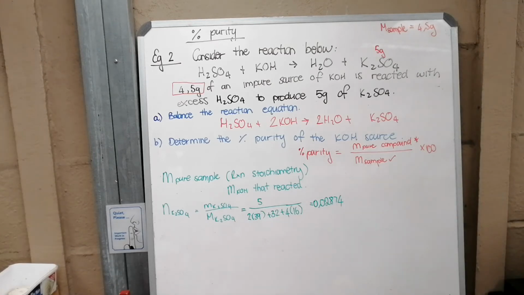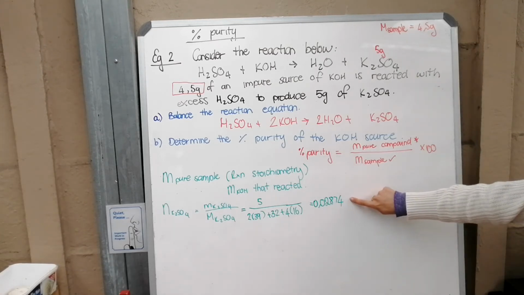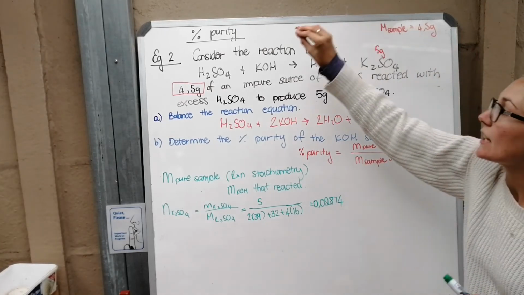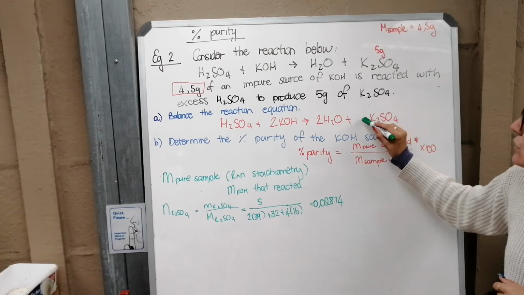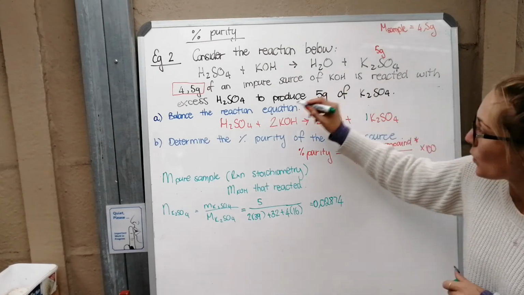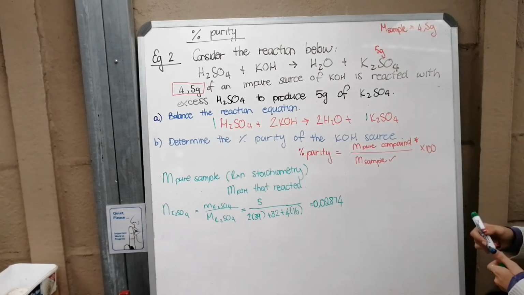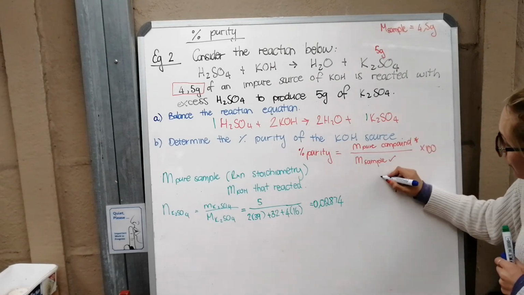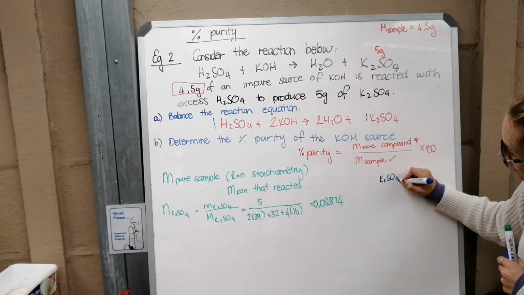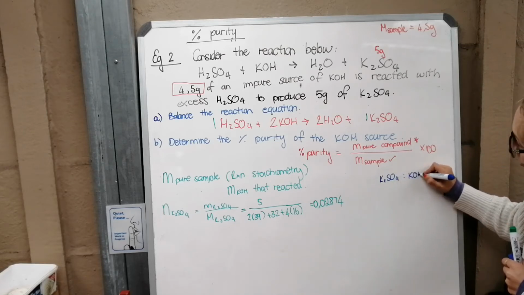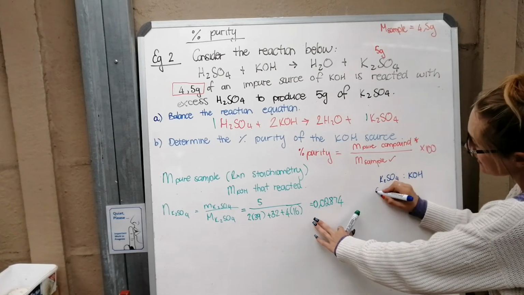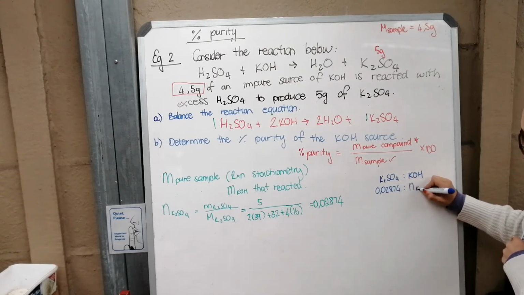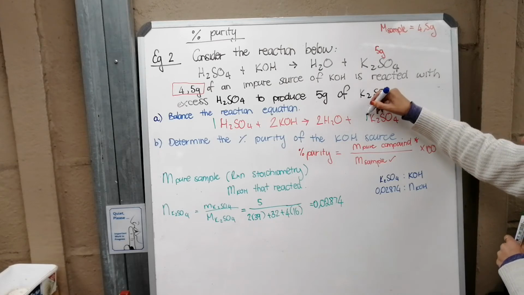Okay, next up, so we've got the number of moles of what we knew. Now we need to take the moles of what we know and convert that to moles of what we want using our balancing number. So remember there's a 1 there and a 1 there. Okay, so we go in K2SO4 to KOH. This is 0,02874 to the number of moles of KOH is 1:2.